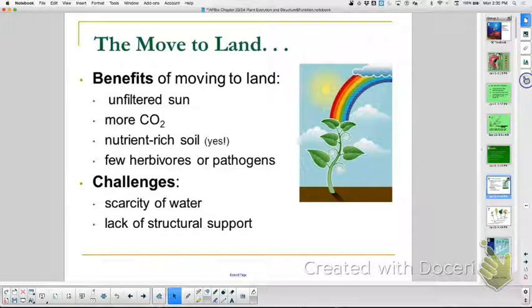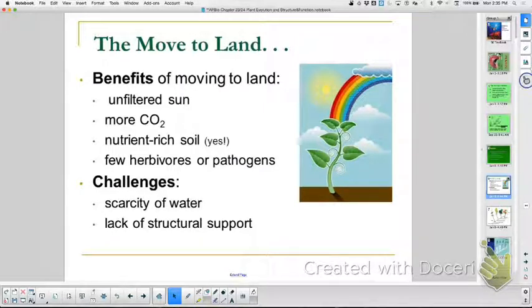Originally on land, there were a few herbivores or pathogens that you had to worry about. In your hyperdoc tomorrow, you're going to be looking at some really cool plant adaptations for resisting herbivores and pathogens in their immune system. But initially, very few herbivores or pathogens.